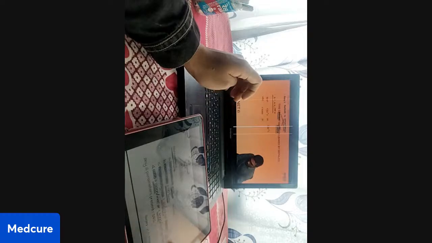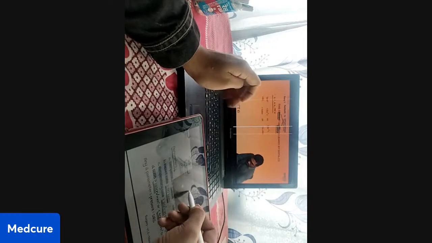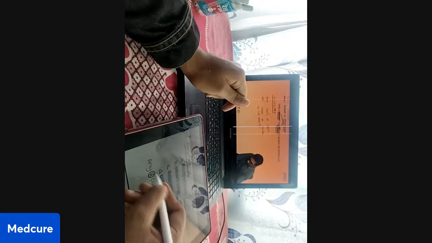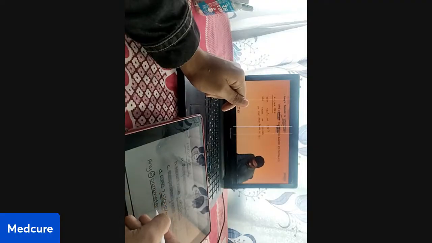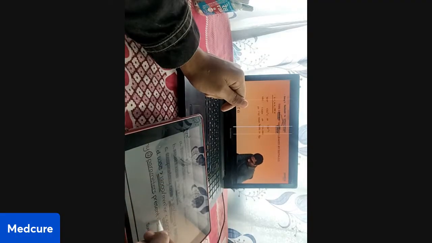WBC count less than 4,000 or more than 12,000, or more than 10% band forms in peripheral smear. This last one is something which students forget. So please make sure you don't forget this. This has been asked in the UPSC exam many times.